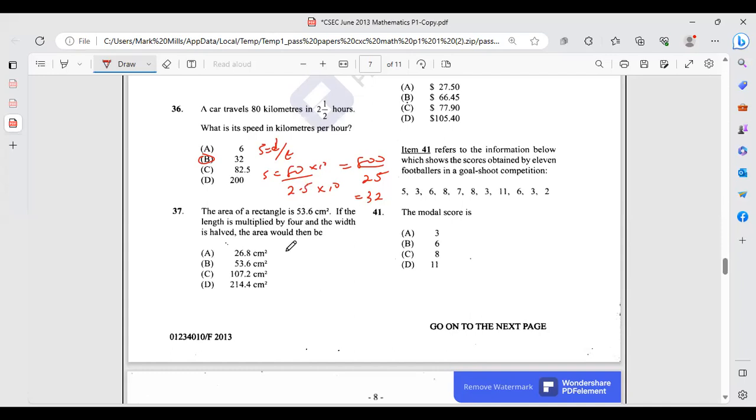Okay, nobody? You say 53.6 times 4, right? Times half. 2 goes 1 time, 2 goes 4 is 2 times. So multiply 53.6 times 2, which will give you what? Sir, 107.2 centimeters square. Right.